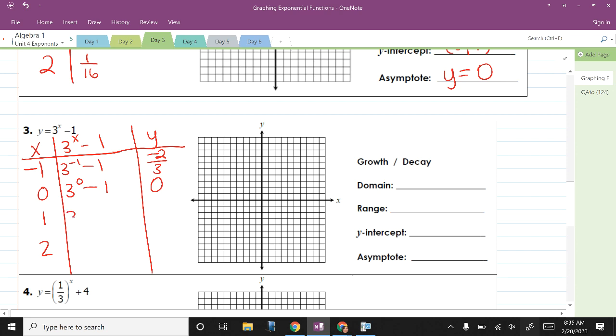And then it gets easier. 3 to the first minus 1. What's 3 to the first power? 3 minus 1 is 2. And then 3 squared minus 1. What's 3 squared? 9 minus 1 is 8. So any questions about how we got those y values? Okay, then we graph them.